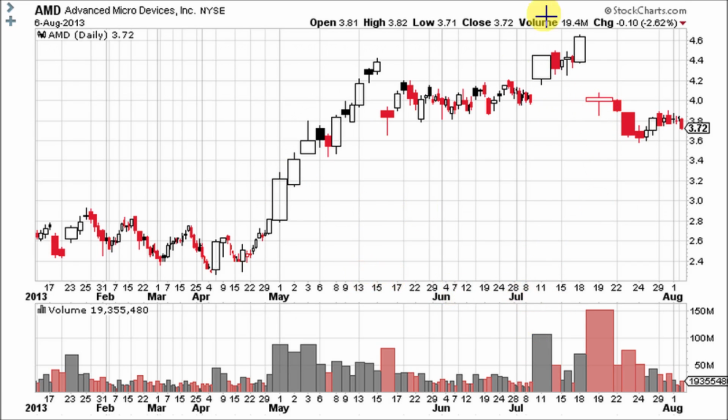Over here, a big wide white candle that closed at the high of the day on the breakout into blue sky territory, and the highest close on the chart at this time. Again, just what you want to see. Huge volume on the breakout of resistance. Okay, big volume at the top.